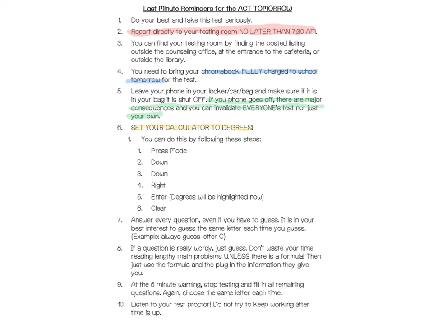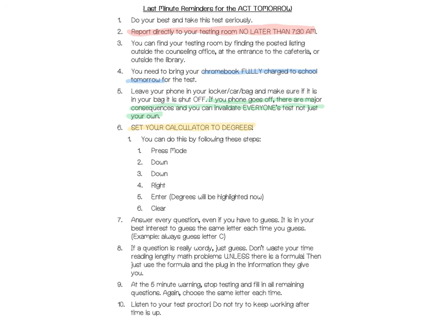6, make sure that when you start your test tomorrow, your calculator's in degrees. So again, you do that by pressing mode. You go down twice. You go right once. You're going to press enter so that degrees is highlighted. And then you hit clear and you can use your calculator.